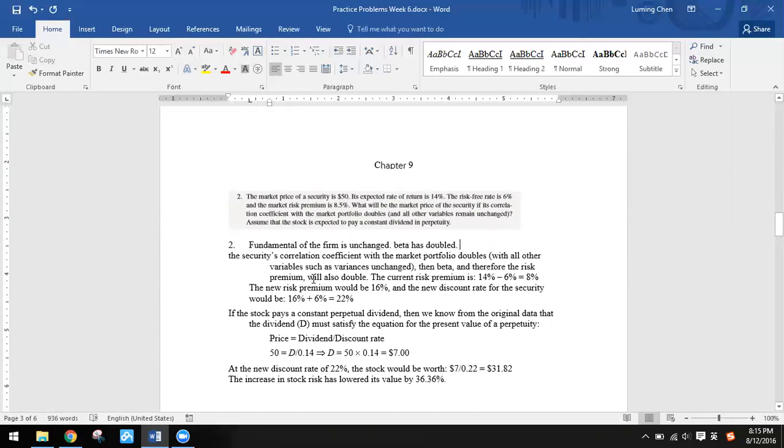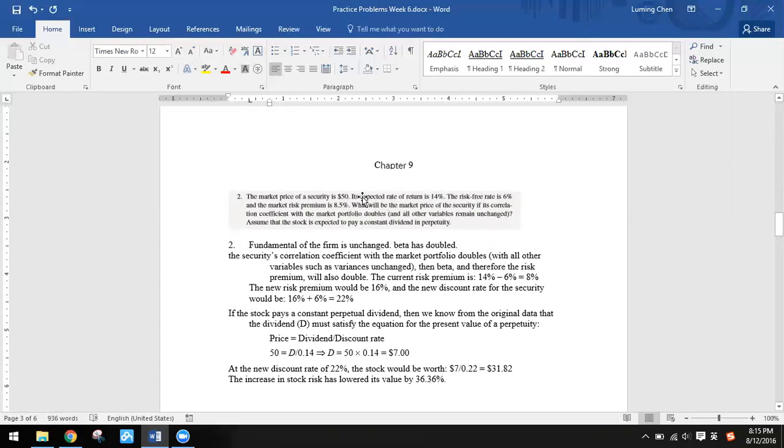Therefore, the risk premium will also double. The current risk premium is 14%, the expected rate of return, minus the 6% Treasury bill rate. So the current risk premium is 8%. The new risk premium would be twice 8%, so it's 16%.